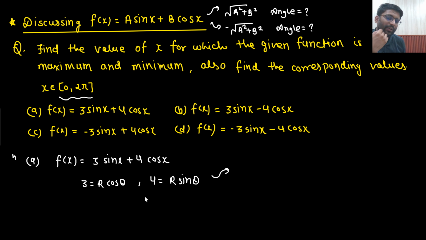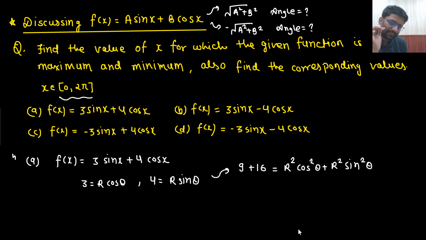From here what can you conclude? If you do the square of this, 9 equals r square cos square theta. And if you do the square of this, what will you get? 16 equals r square sin square theta. So if I add both of them, 3 square is 9, 4 square is 16, equals r square cos square theta plus r square sin square theta. So what is the value of r square you are getting? 25. As of now, let's keep it here.